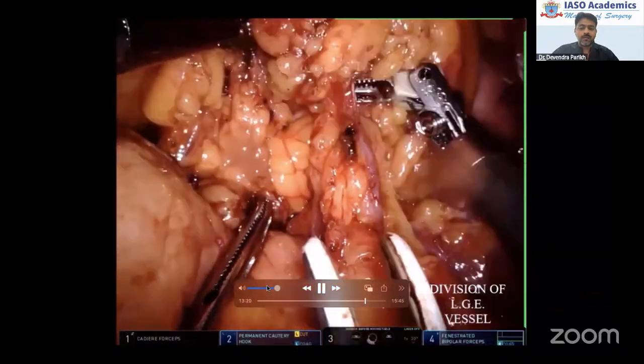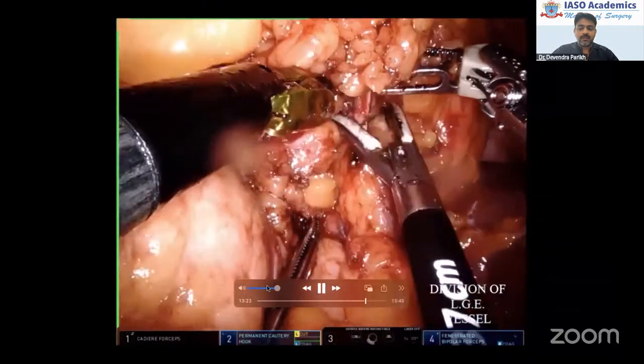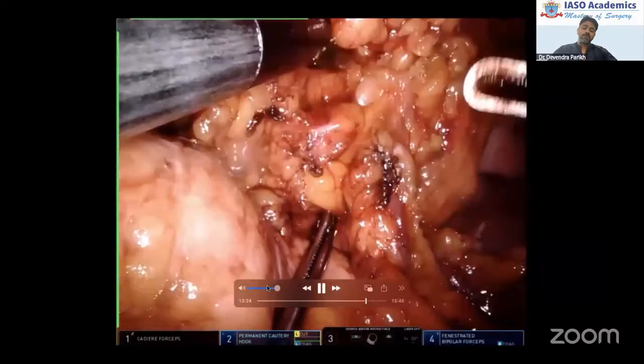Here we are trying to define and cut the left gastroepiploic vessels.